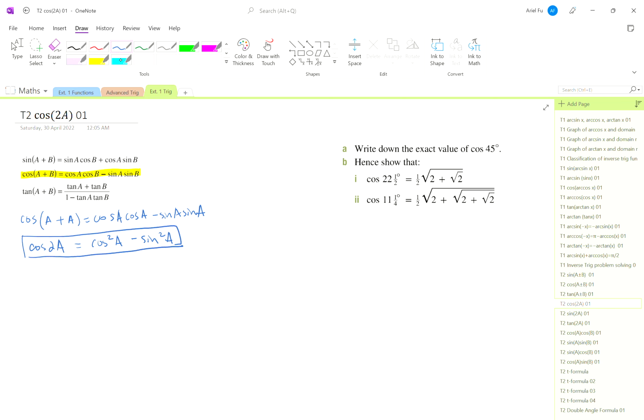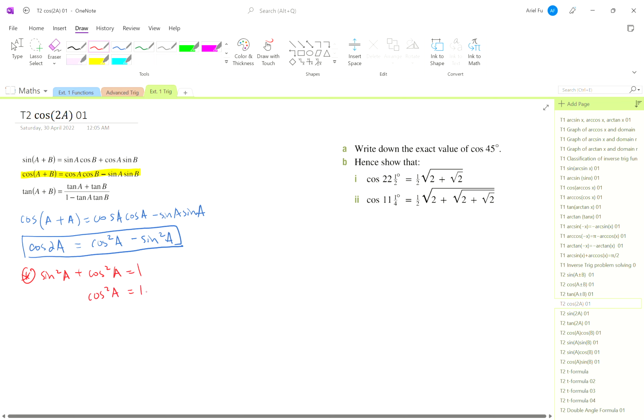Now, because I already know that sine squared theta plus cosine squared theta is equal to 1, I can rewrite cosine squared a as 1 minus sine squared a. If I take this and substitute it into the original one, I'm going to get another formula for cosine 2a. That is 1 minus sine squared a minus another sine squared a, which is 1 minus 2 sine squared a. That's the second double angle formula.